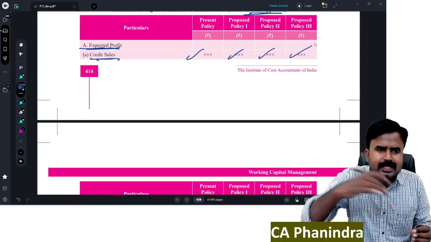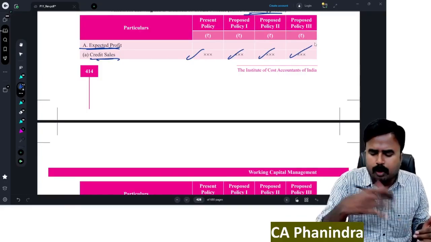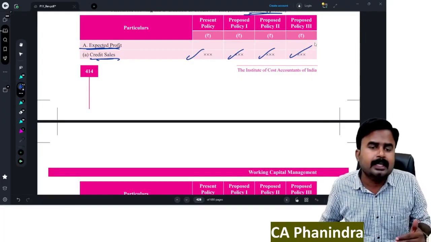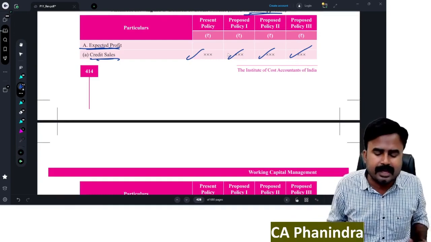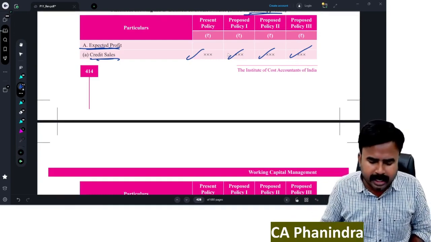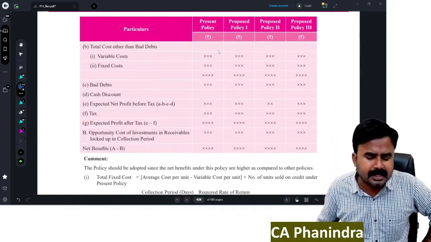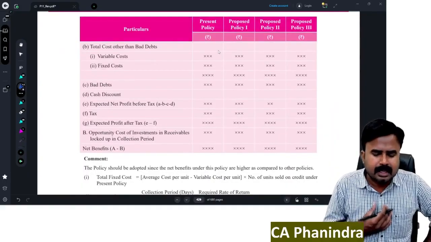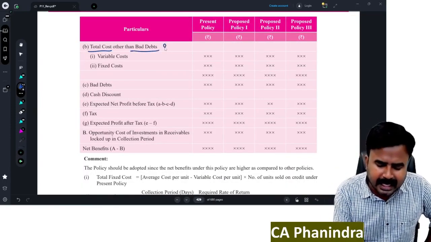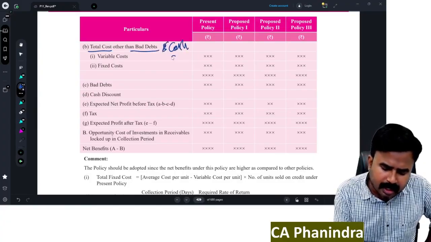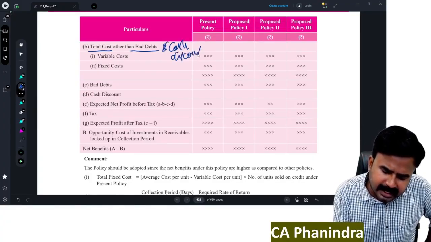Generally, from the existing policy to policy 1, policy 2, policy 3, your sales is going to be increased. I'm not talking about cash sales here. I'm talking about credit sales only. Okay. So from credit sales, I must recover my expenses. Please write your total cost other than bad debts and cash discount. You please write this term also, other than bad debts and cash discount.